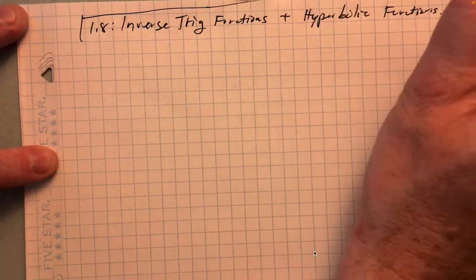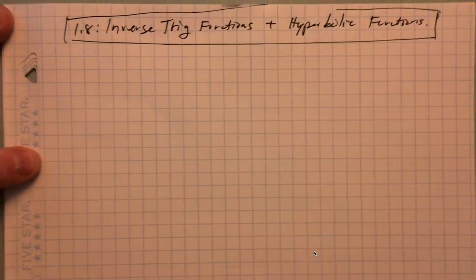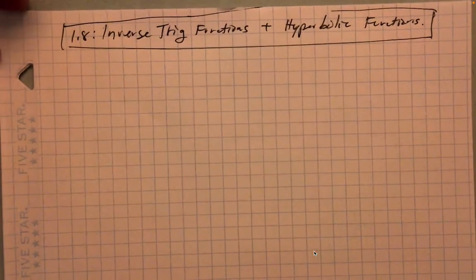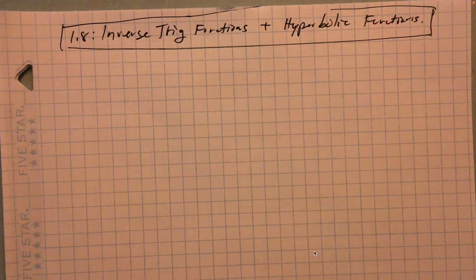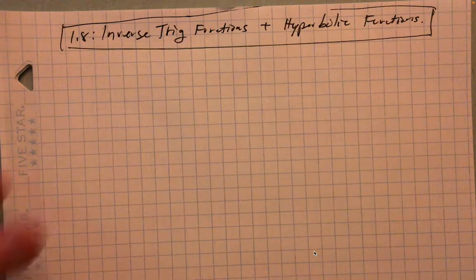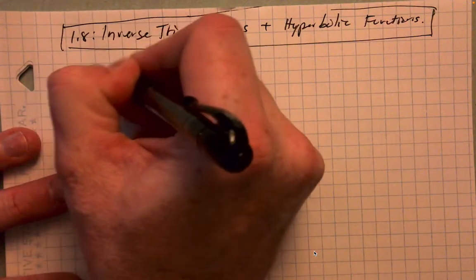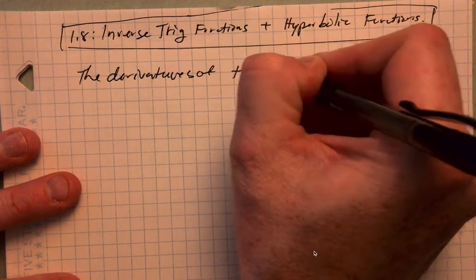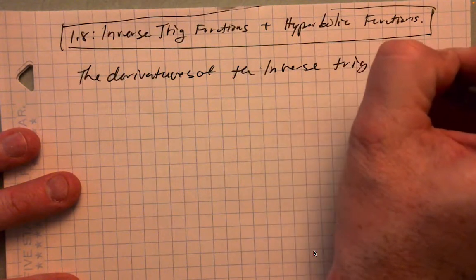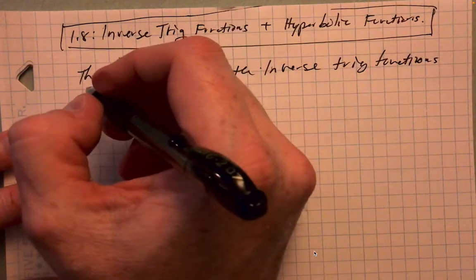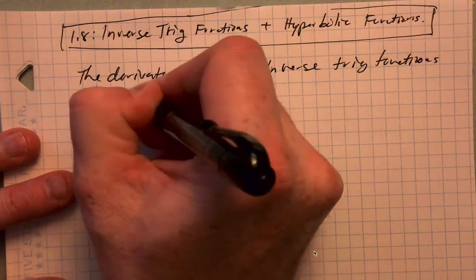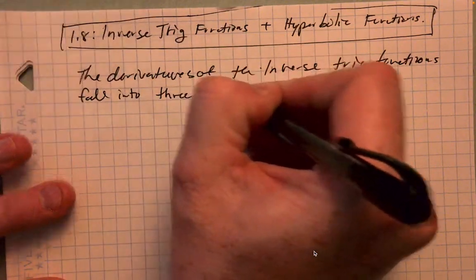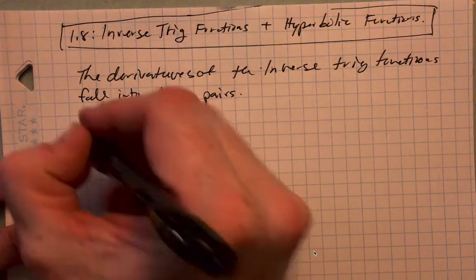Okay, so previously, we definitely talked about the derivatives of the inverse trig functions. We talked about all six of them, but those six functions kind of fell into three pairs. So the derivatives of the inverse trig functions fall into three pairs. Okay, and so here's an example just to refresh your memory.